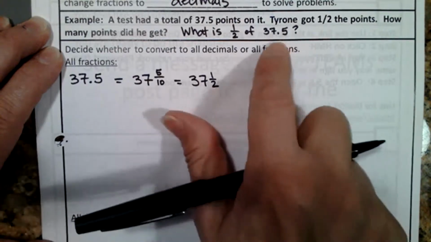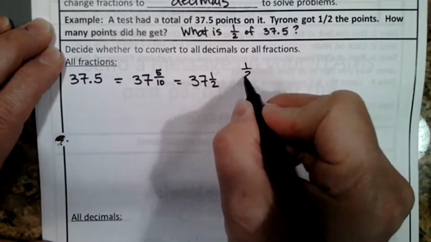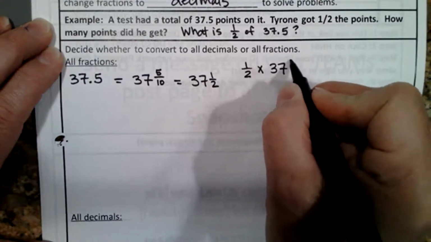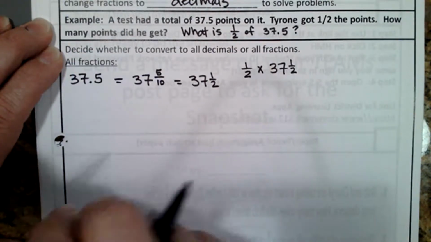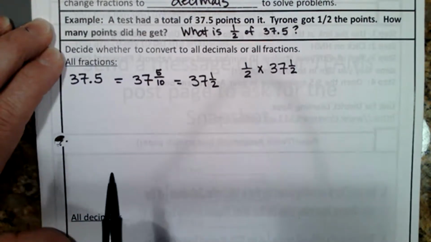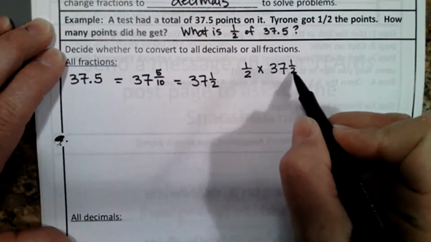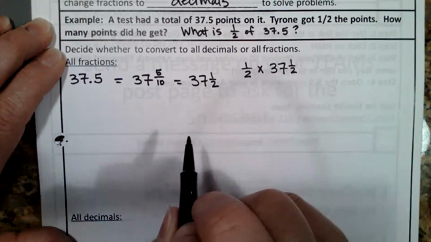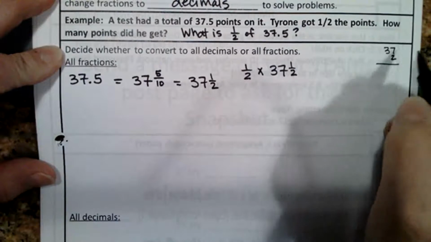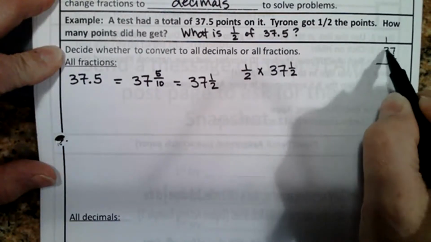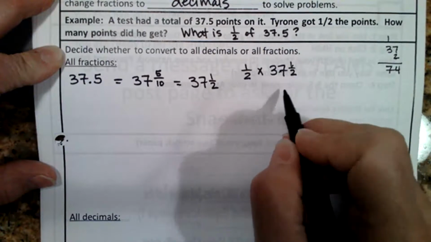So now that I have my 37.5 as a fraction, basically what I'm doing is 1/2 times 37.5, right? Because the word of means multiplication. So how do I multiply a fraction times a mixed number? Well, I have to convert this mixed number to an improper fraction. So I have to do 2 times 37 plus 1 and then keep the same denominator. Over here, I'm going to do 37 times 2 because I don't know that by heart, right? 2 times 7 is 14. 2 times 3 is 6, plus 1 is 7. So 2 times 37 is 74, plus 1 is 75.